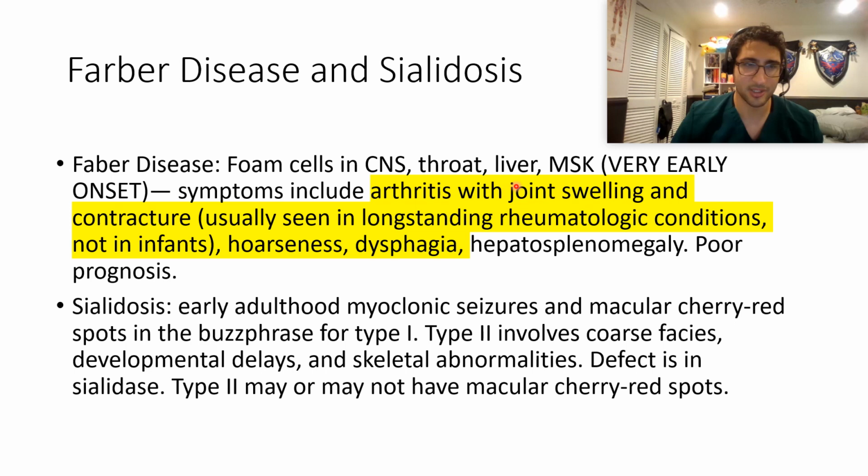If you see arthritis and joint swelling, contracture, you've got to think about, is this autoimmune or is this an inborn error of metabolism? All right, it has a poor prognosis. And sialidosis, so if you see seizures and a cherry red spot, but it's not really a Tay-Sachs picture, etc., or any of the other diseases that we talked about, think about sialidosis. I personally don't think this will show up, but people have been proven wrong before.